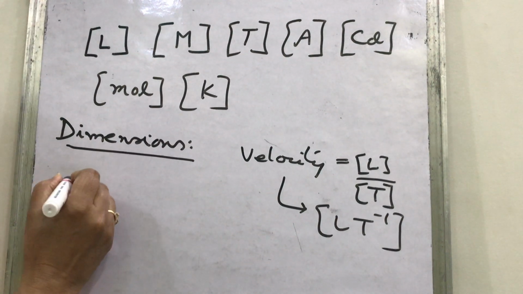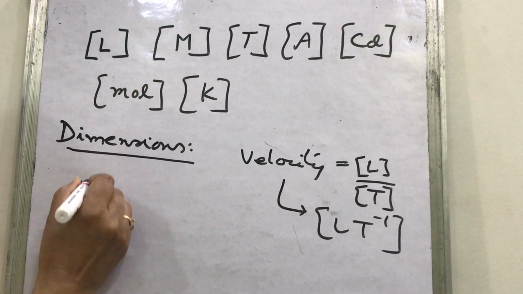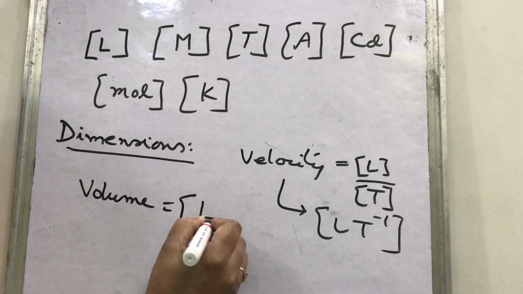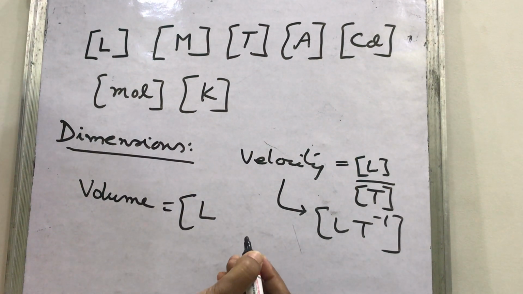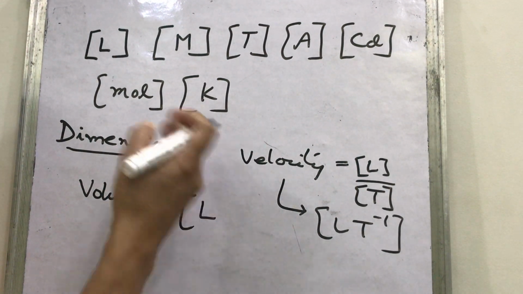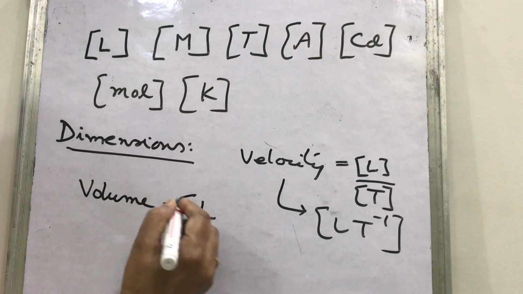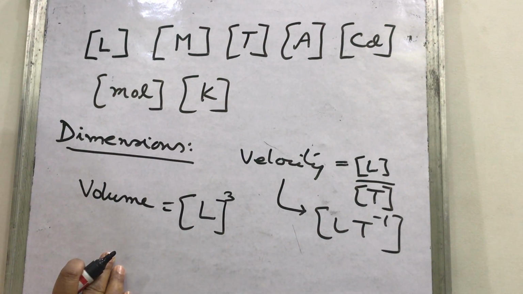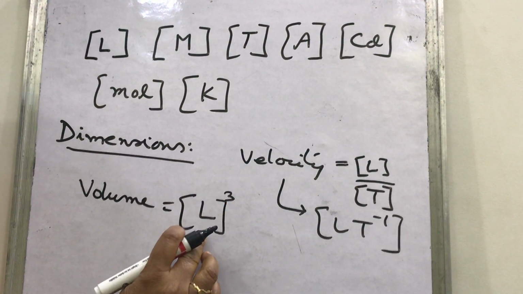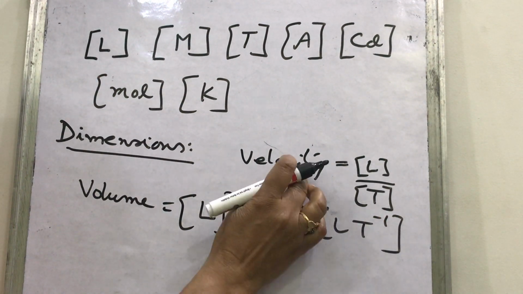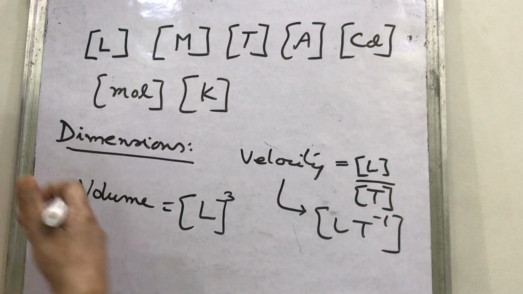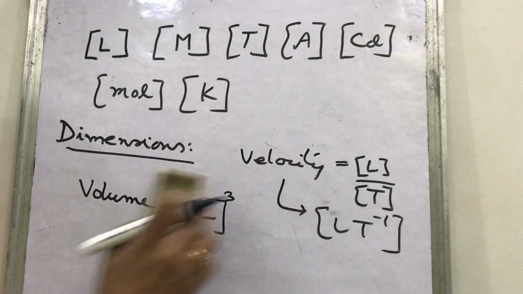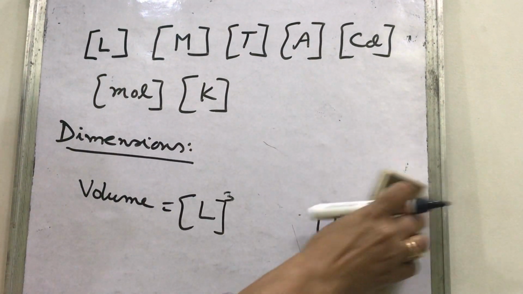Again, suppose we take another one, volume. How will you write volume? Length into breadth into height. All are length, breadth, height, measured in terms of lengths, distances. So this is L cube. So 1 in length and minus 1 in time for velocity, 3 in length for volume, and so many other things. So what is essential? That you should know the units of the terms, only then can you write the dimensions.